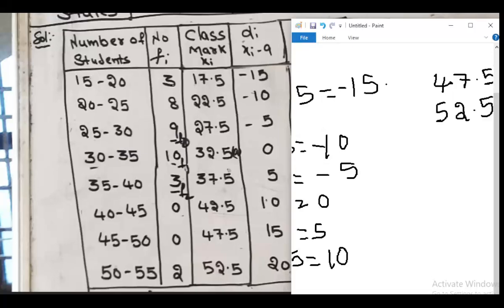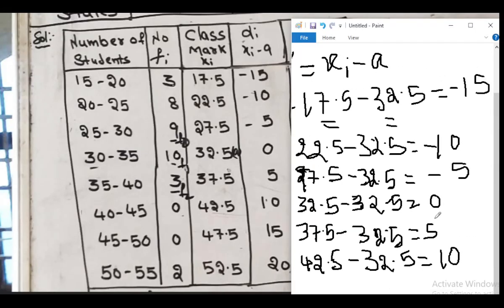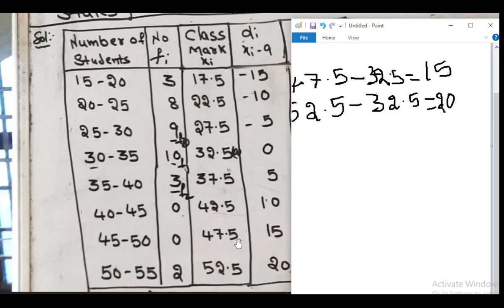So what are the deviations? Please observe here. The deviation of the first class is minus 15. The second class is minus 10. The next class is minus 5. The next class is 0. The next is 5. The next is 10. The 47.5 class mark deviation is 15. And the last class, 52.5, has a class mark deviation of 20.